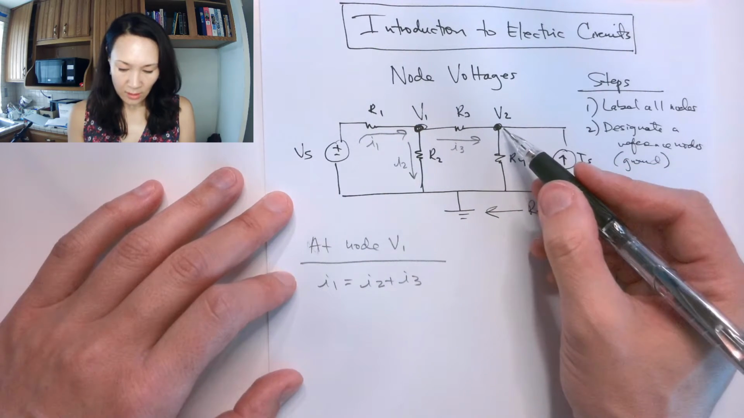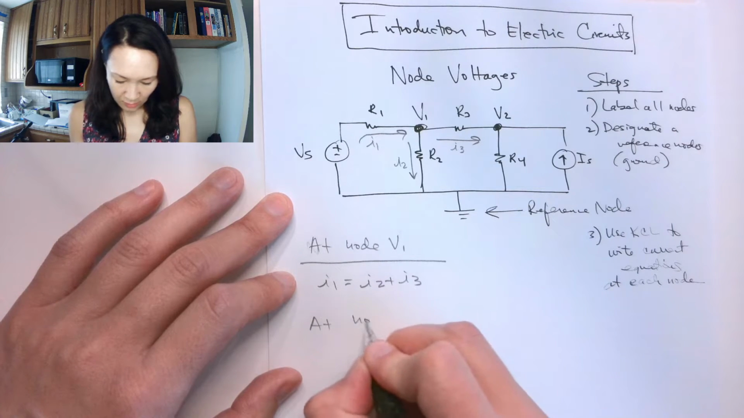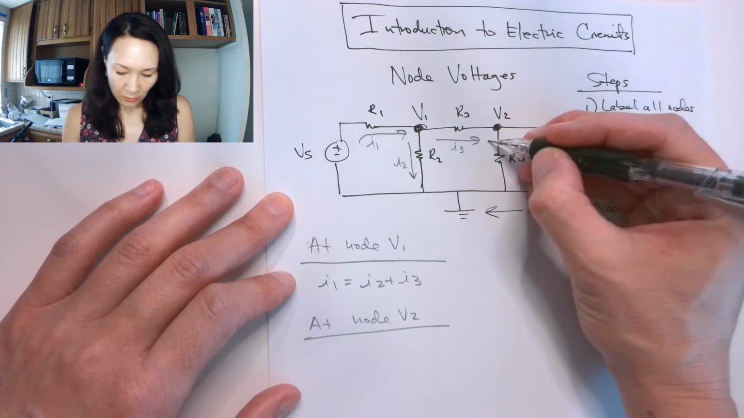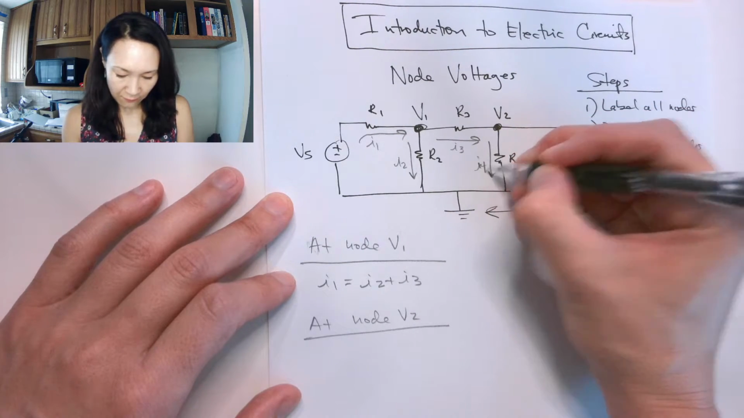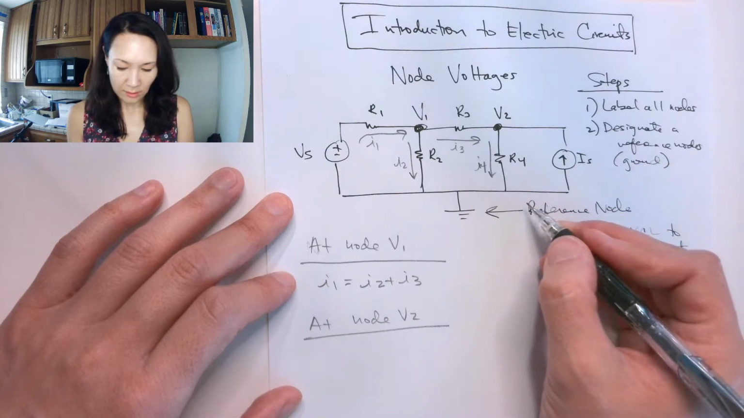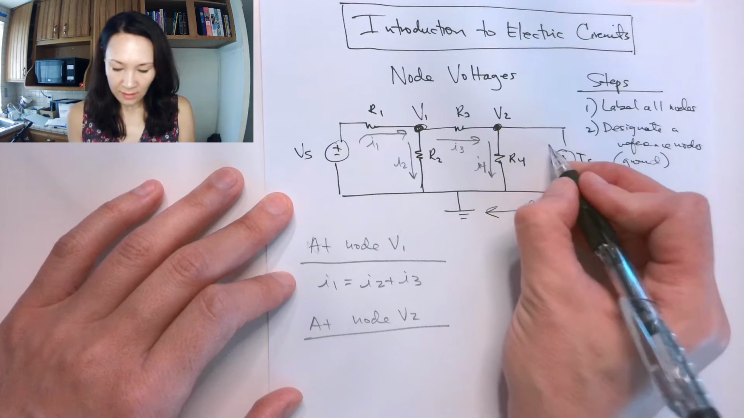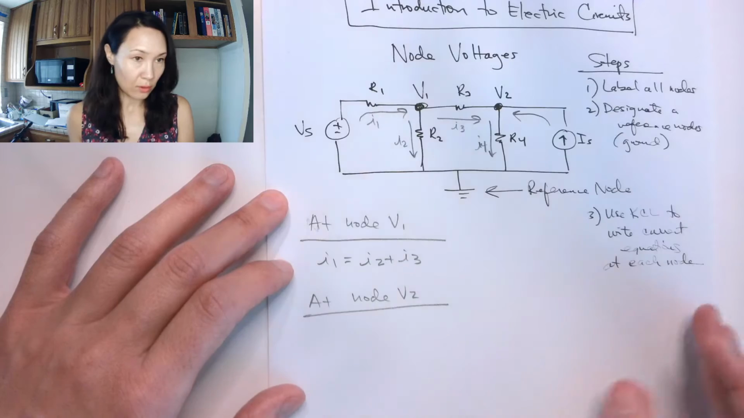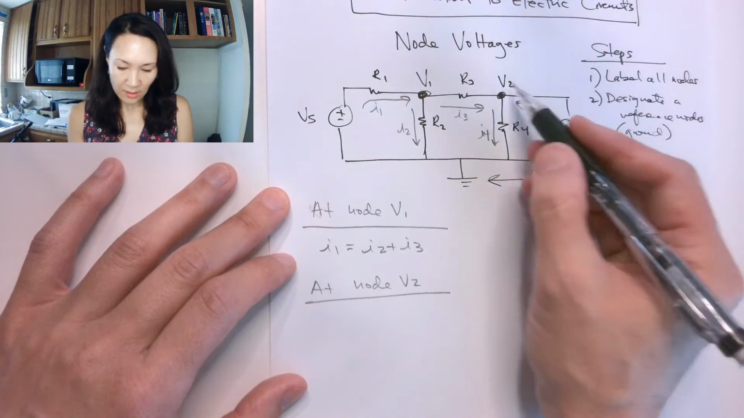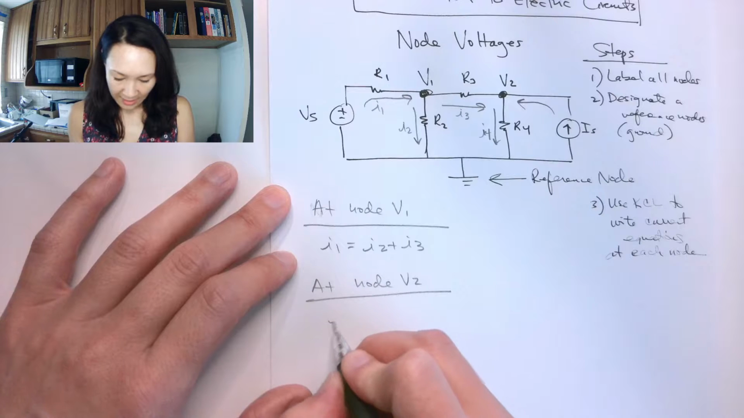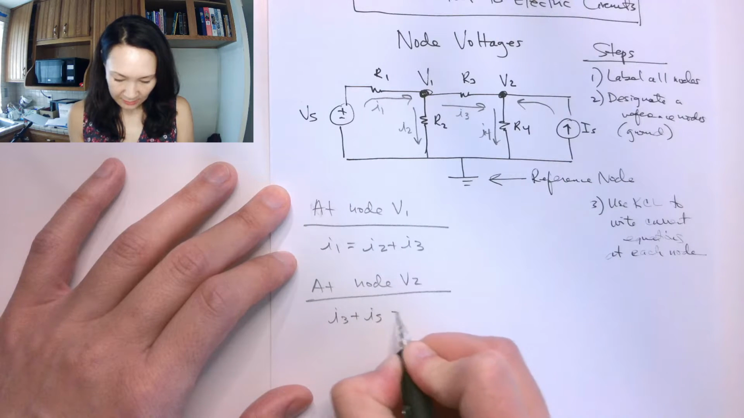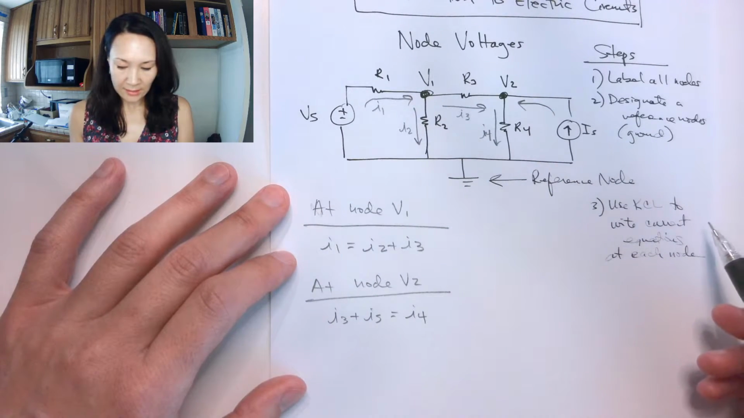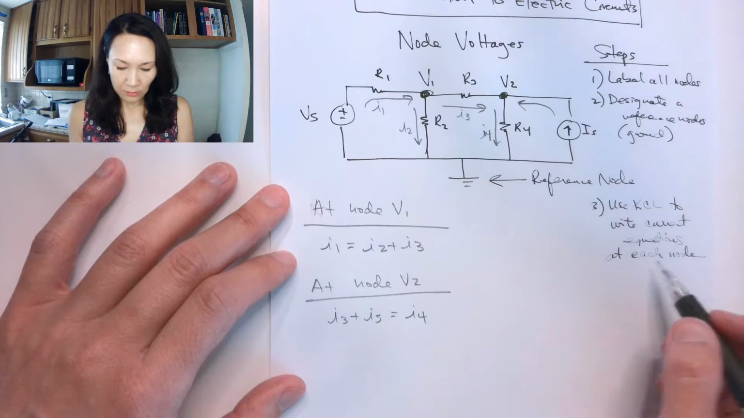Now the second node, at node V2, I have I3 coming in. I'll label this I4 that takes the path down this R4 resistor. And then I have this I source that actually comes into the node also. So by KCL, the sum of the currents going in is equal to the sum of currents going out. So at this node V2, I have that I3 plus IS is equal to I4.